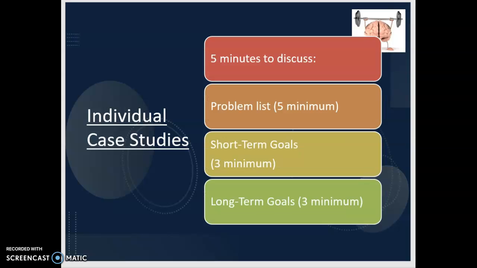So individual case studies, you're going to have 5 minutes in the exam to discuss this. We want a minimum of 5 problems using the biopsychosocial method.